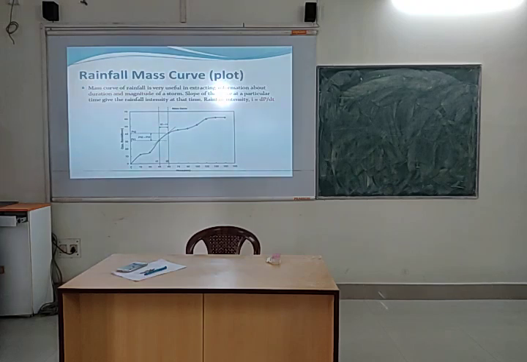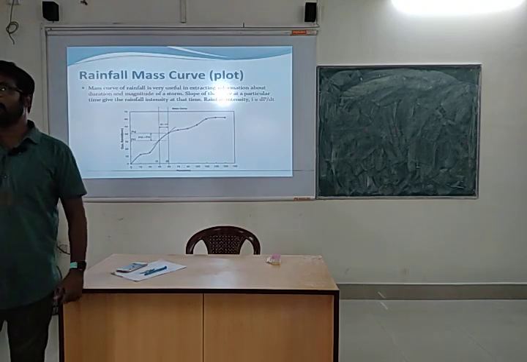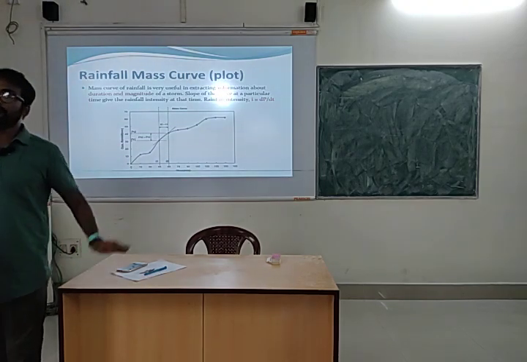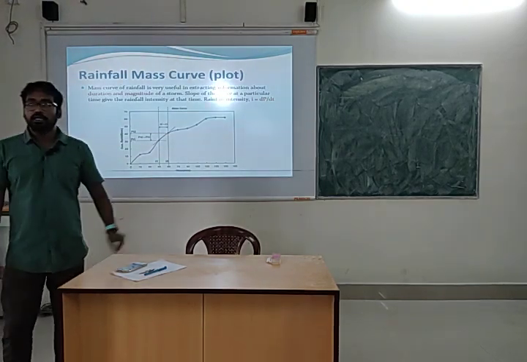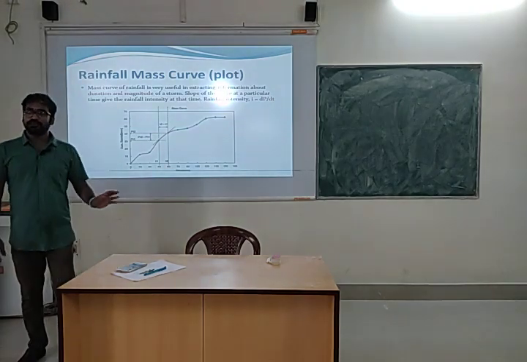Mass curve. The mass curve is nothing but the representation of precipitation, total or cumulative precipitation, with respect to time, right? So if you find out the cumulative rainfall for a certain time period, in a certain time interval, then if you plot the cumulative rainfall in a graph, that will be called a mass curve. Simple, nothing but this one, right?